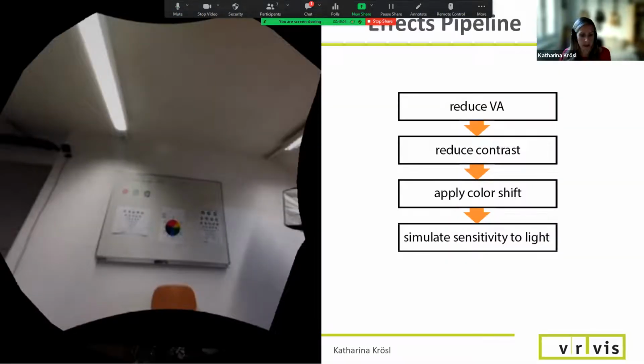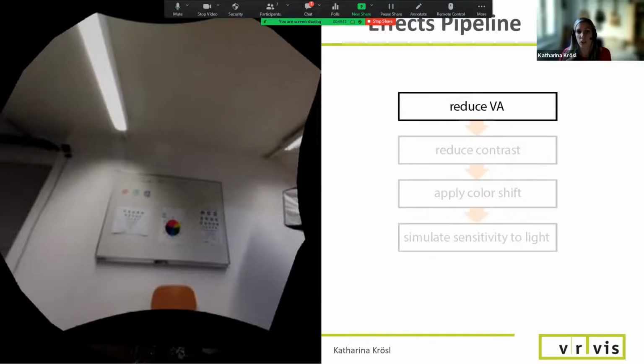So for our effects pipeline, we combine different effects to simulate cataract disease patterns. First, we reduce the visual acuity of the user using a Gaussian blur. And so here on the left, you can see a video see-through augmented reality view of our lab. And here you can see it with this reduced visual acuity with this Gaussian blur added on top.